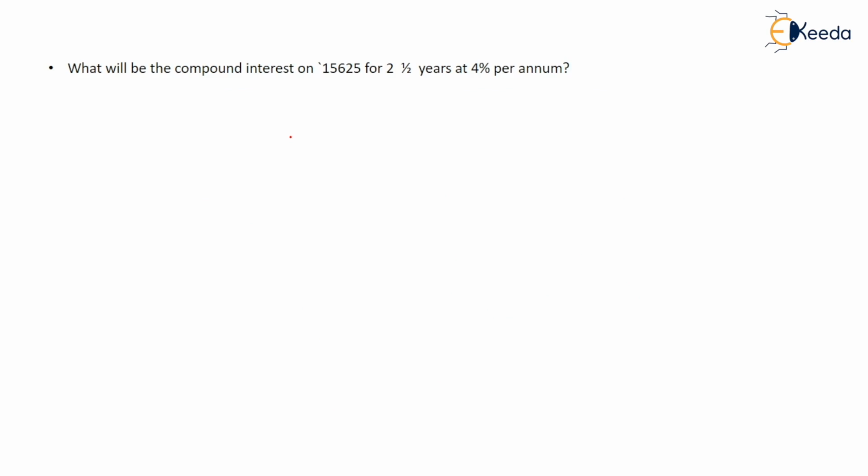What will be the compound interest on rupees 15,625 for 2.5 years at 4% per annum? For the first year, consider it as 4%. Second year, consider 4%, and the third means half year. For a full year it is 4%. For half year, it is 2%. Divide by 2, because there are two parts in a year's half, so you divide it by 2. This comes out to be 2.